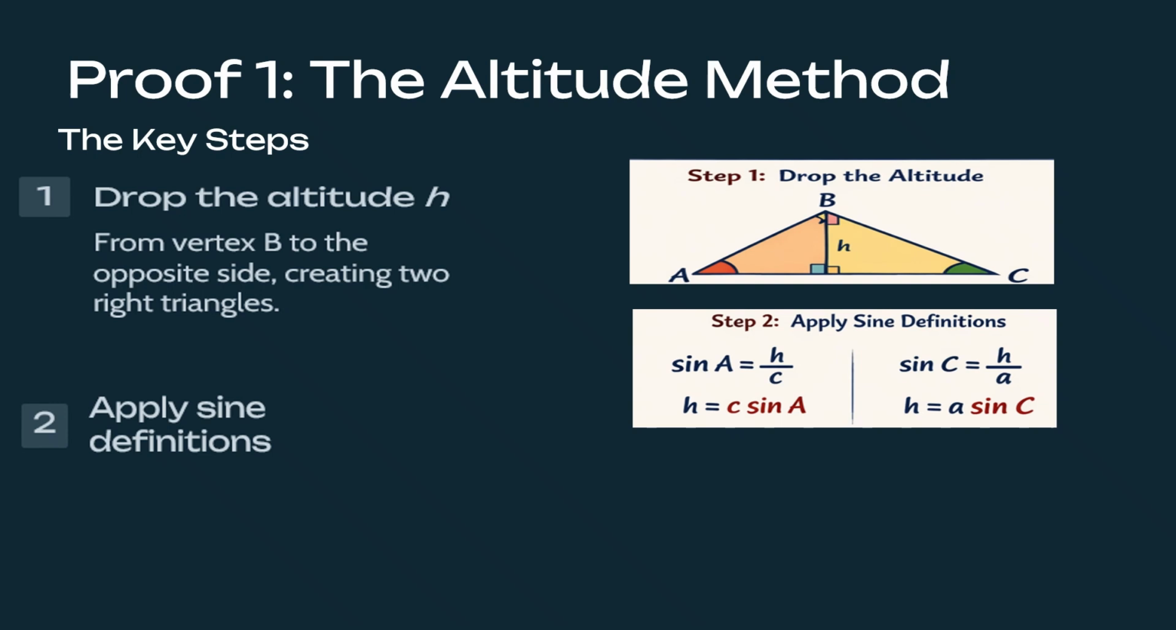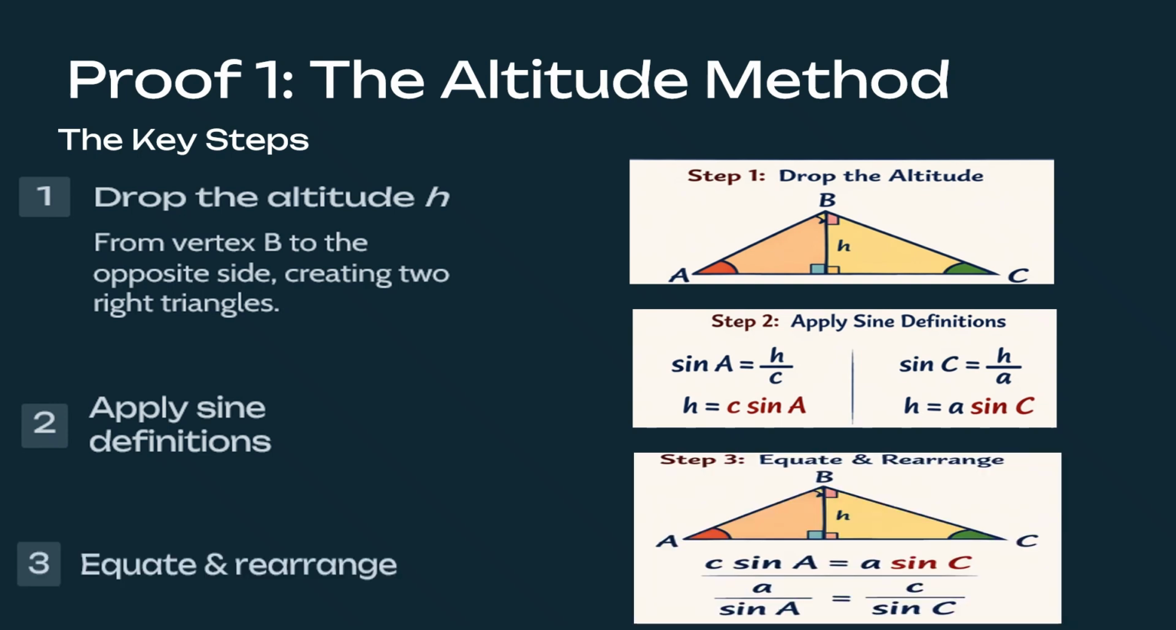Step 3. Equate and rearrange. Since both expressions equal h, we set them equal. c times sine of angle A is equal to a times sine of angle C. Rearranging gives the ratio between a and sine of A is equal to c and sine of angle C. Repeating this process with an altitude from another vertex extends the result to all three side-angle pairs, completing the proof. This shows that the law of sines isn't just a formula we memorize, it's grounded in geometry itself.